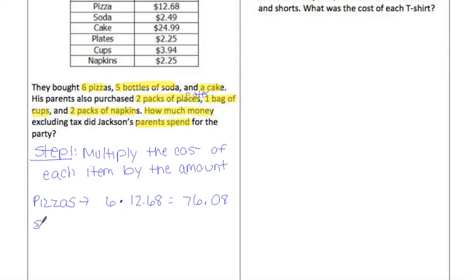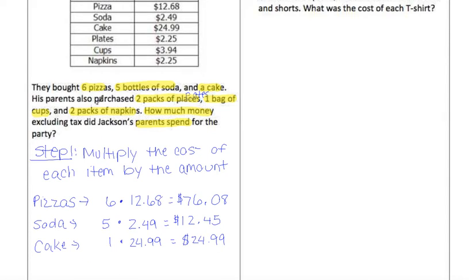Then let's do soda. I bought 5 bottles of soda, and soda cost me $2.49. So if I multiply those together, you get $12.45. And you can put the dollar sign with these. The next one is the cake. And I only got 1 cake. So 1 cake times the cost of the cake, which would be $24.99. Now, we know anything times 1 is just going to be the same, so it's just $24.99.